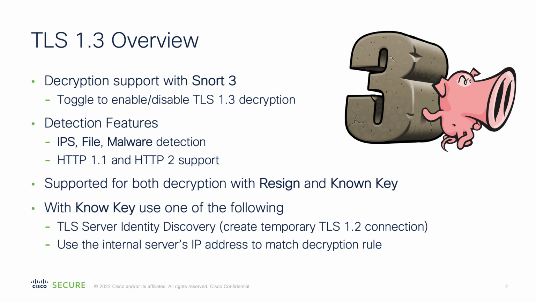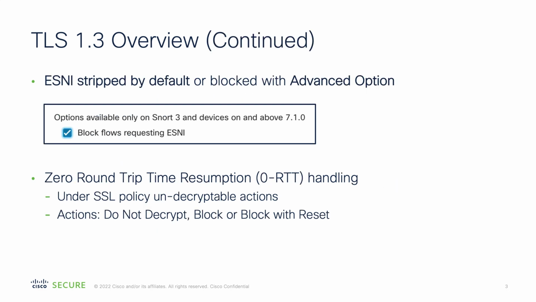Now Cisco Secure Firewall supports TLS 1.3 decryption with SNORT3 for both HTTP version 1.1 and 2. The decrypted traffic can be inspected by both the intrusion prevention and the malware detection modules. You can configure the TLS 1.3 decryption rules protecting your users with decrypt resign, as well as for non-key decryption for ingress traffic to your servers.